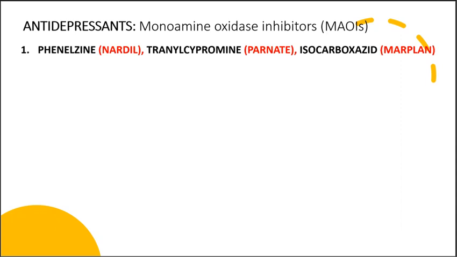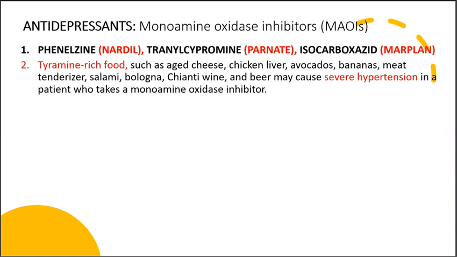These are examples of our monoamine oxidase inhibitors. So if your client is on an MAOI, you need to remember that tyramine-rich foods may cause severe hypertension in this client. So if your client is taking an MAOI, you need to teach them to avoid tyramine-rich foods and even beer.